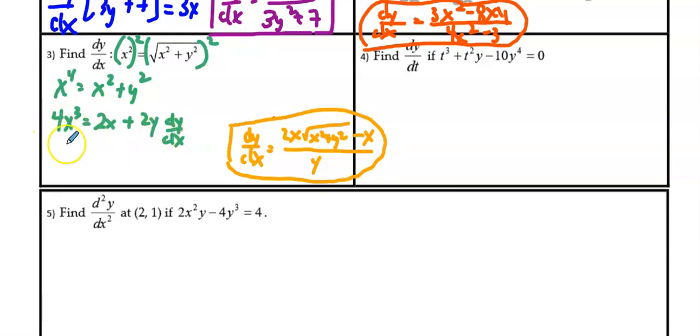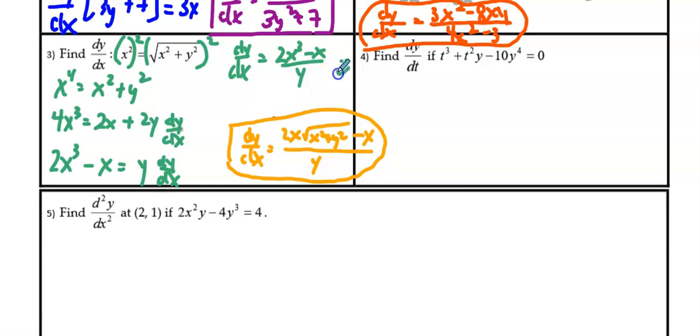Pretty easy stuff. I'm going to go ahead and do one extra step here. I'm going to divide everything by 2 and I'm going to move this x over. So I'm left with 2x cubed minus x equals y dy dx. Okay, so hopefully everyone can follow that pretty well. And let's now say what our answer is. So dy dx is equal to 2x cubed minus x all over y. A really nice way of doing that.